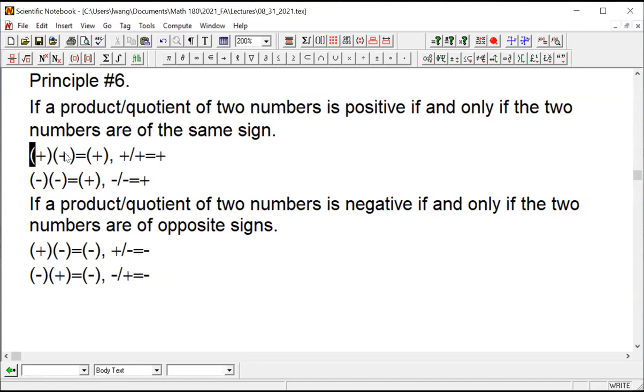And when you multiply two positive numbers, you get a positive number, right? When you divide two positive numbers, you get a positive number. So these are what it means. If you multiply two negative numbers, you get positive. You divide two negative numbers, you get positive.